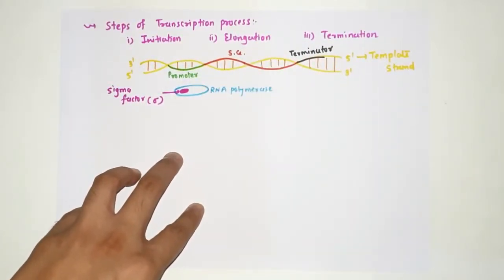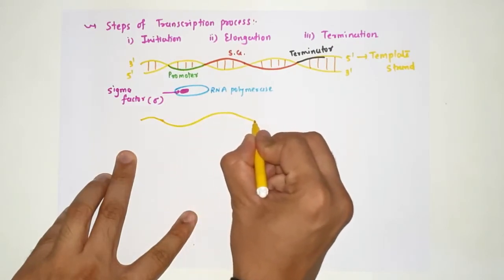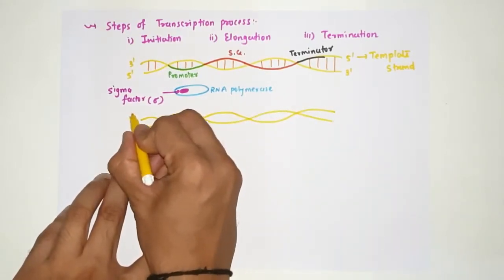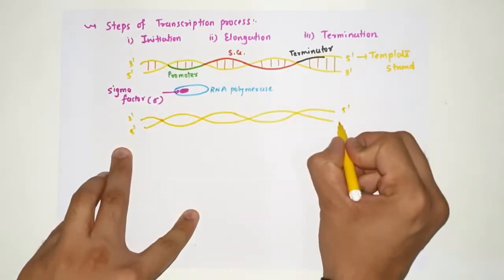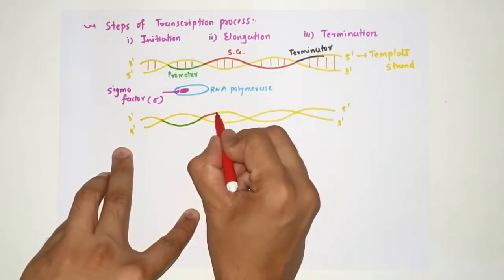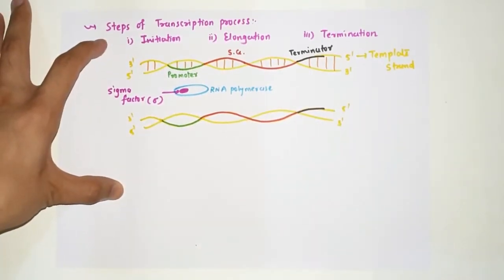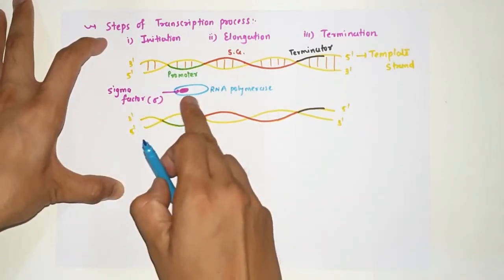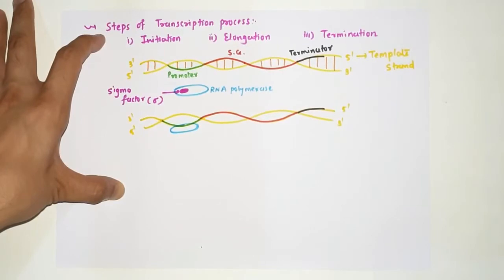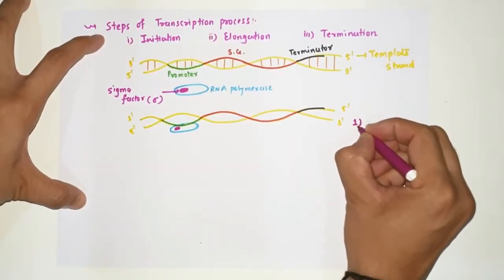So here again represent the DNA molecule. That is 3', 5', 5', 3'. And again represent all the units: promoter, then structural gene, and terminator. So first, when the sigma factor attaches to the RNA polymerase, then this RNA polymerase binds with this promoter region, and it causes the initiation process. So that step represents the first step, that is initiation.